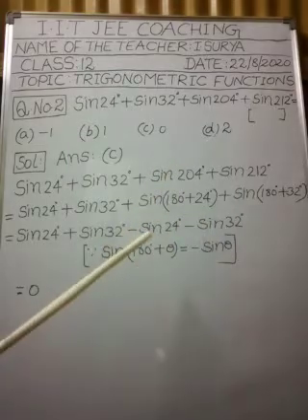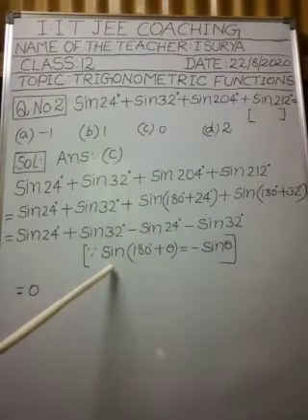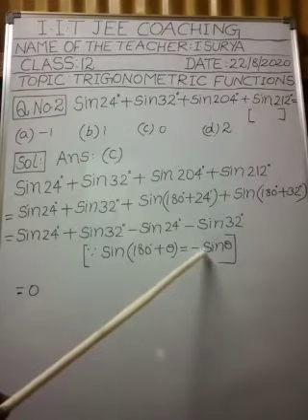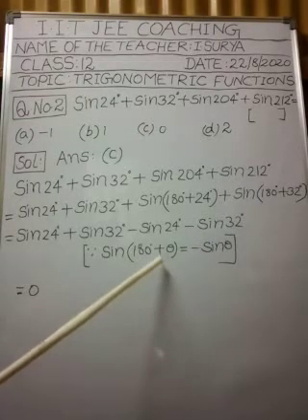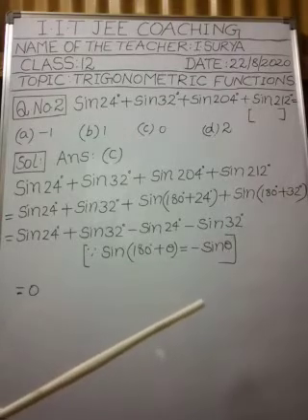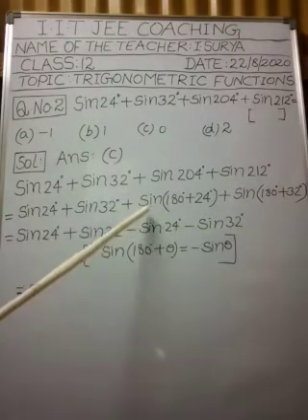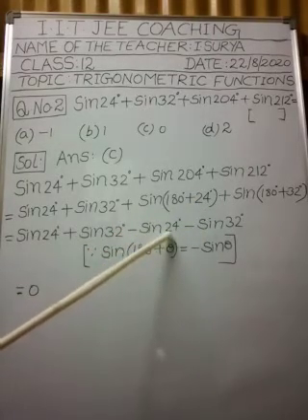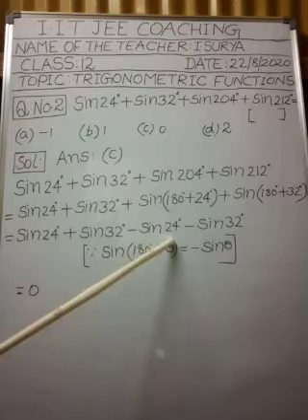In trigonometry you have learned sin(180 degrees plus theta) is equal to minus sin theta, because 180 degrees plus theta lies in the third quadrant. Do you remember this point, my dear children? Right. So the value of this third term is minus sin 24 degrees. Understood this third term, my dear children?